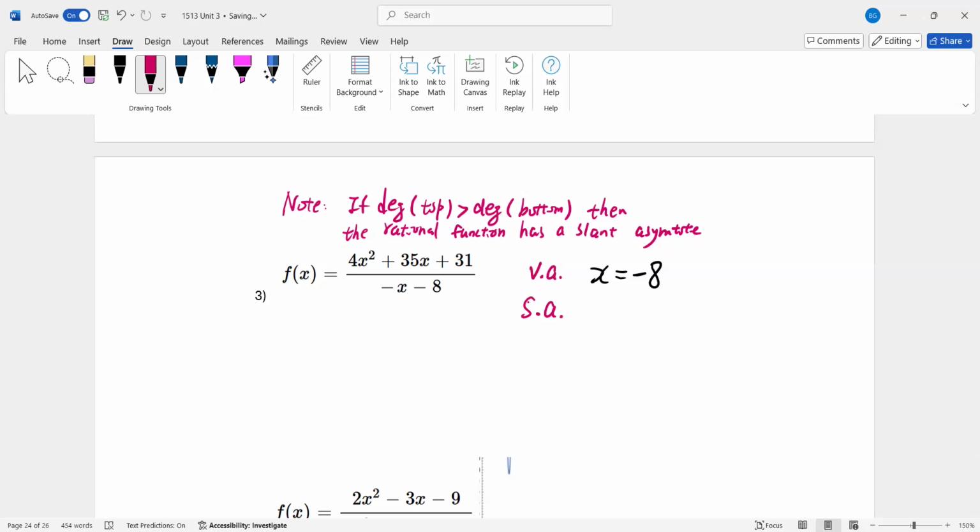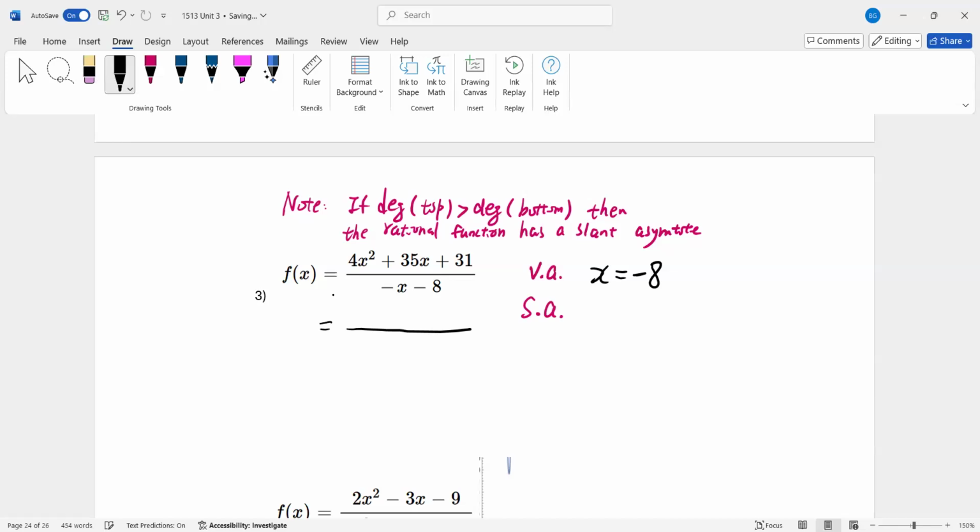To find the slant asymptote, we want to use long division. We want to actually divide the numerator, x squared plus 35x plus 31, by the denominator, which is negative x minus 8. Actually, you know what, we can modify the rational function a little bit and use synthetic division. Let's use synthetic.